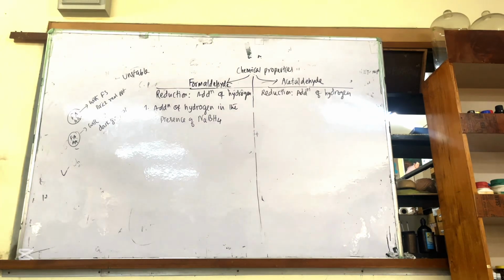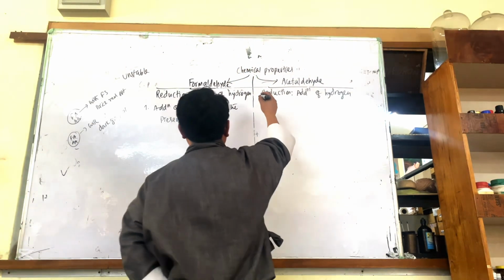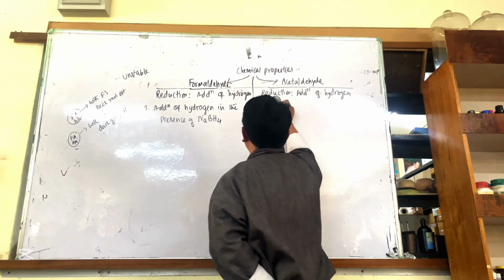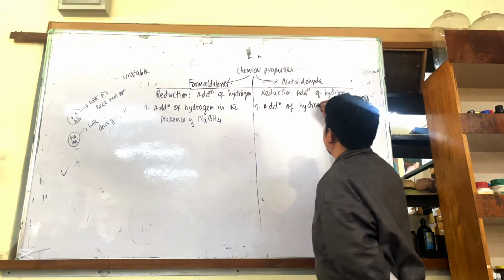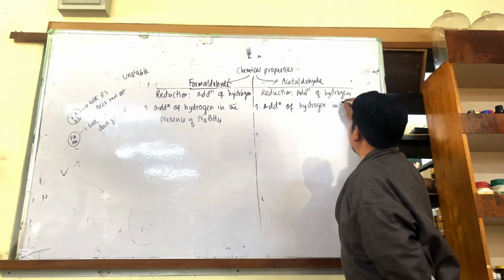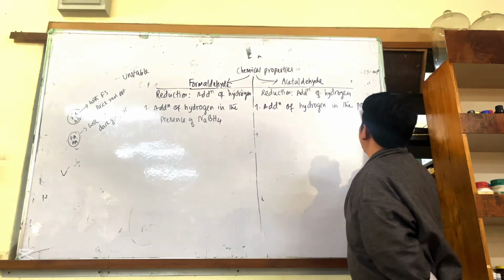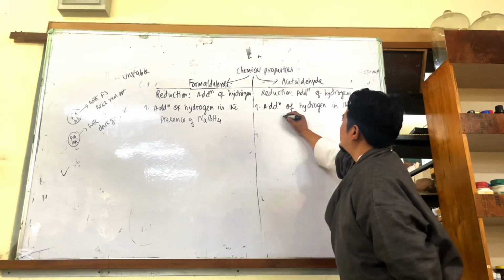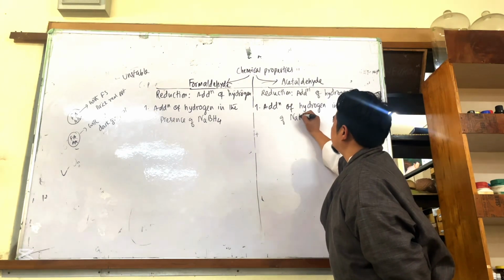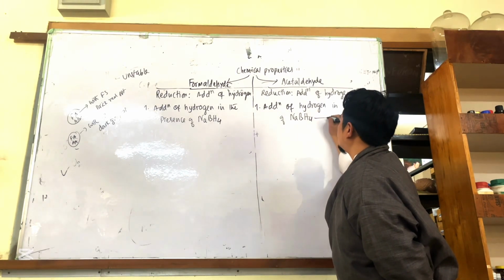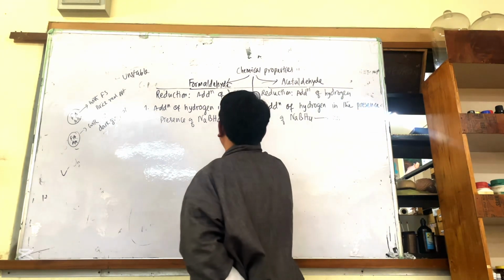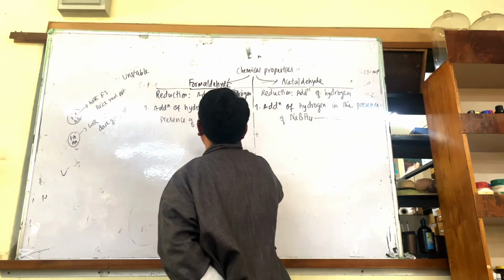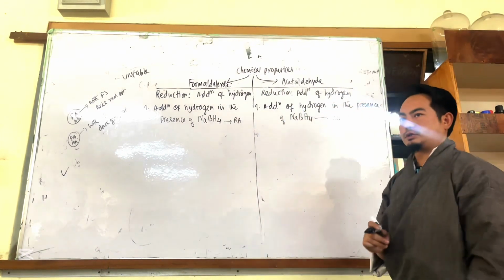That's it. Also, you can write the same thing: addition of hydrogen in the presence of sodium borohydride. Sodium borohydride is a reducing agent, RA, reducing agent.